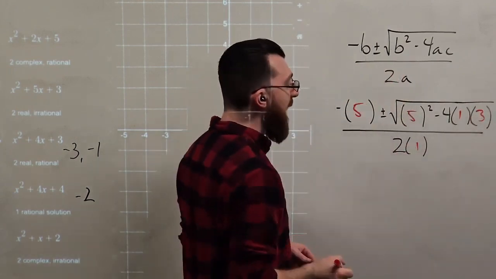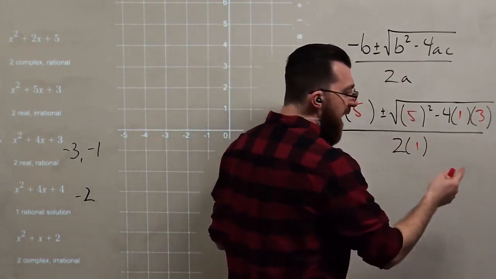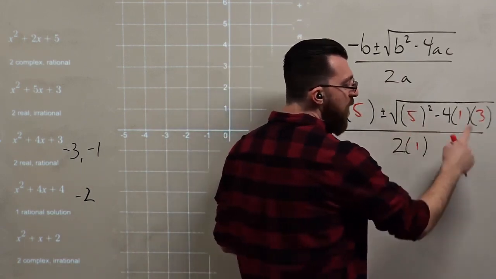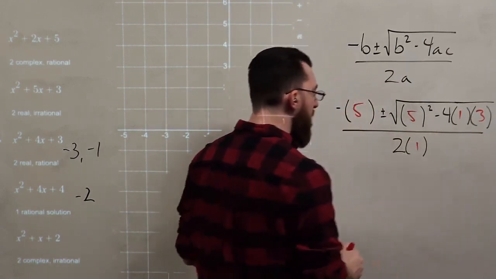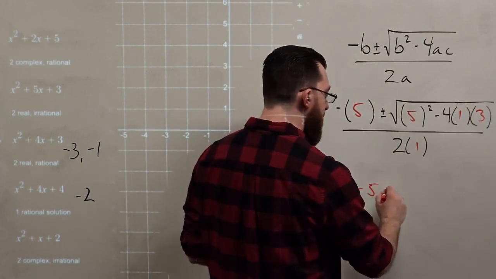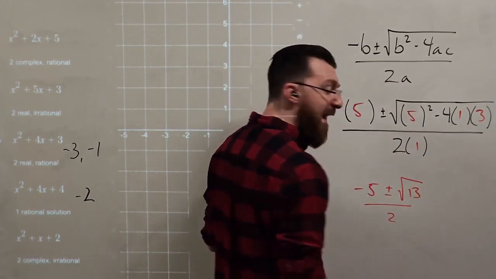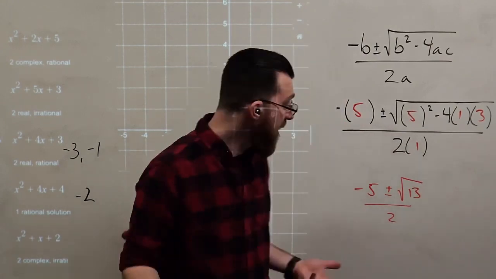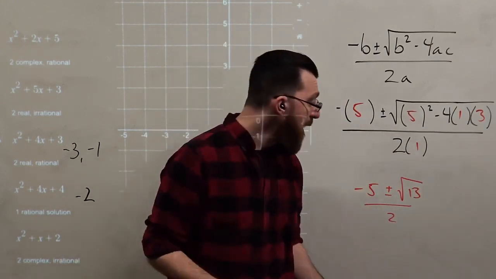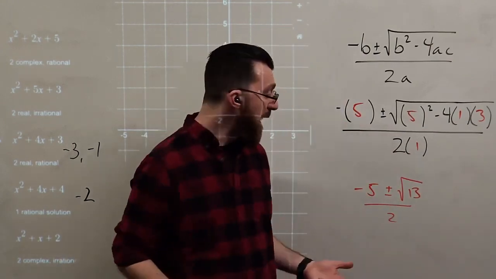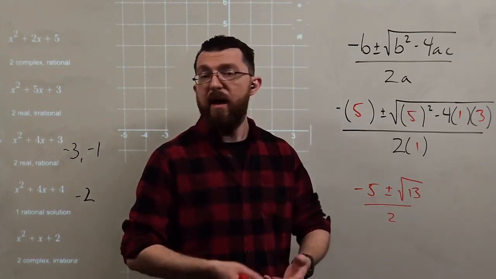Right, so what do we have here? I've already done this actually. 25 minus 12 is 13. I think we already saw that. So this is going to be negative 5 plus or minus the square root of 13 over 2. And actually, I can't do anything now because 5 is prime, 2 is prime, square root of 13 is irrational. I can't simplify this at all.